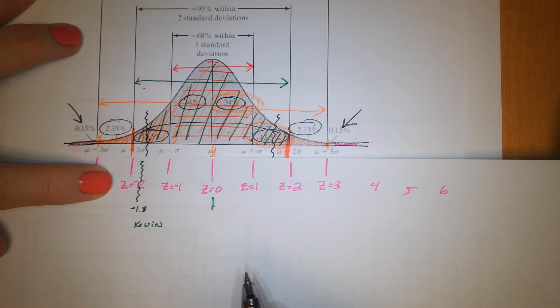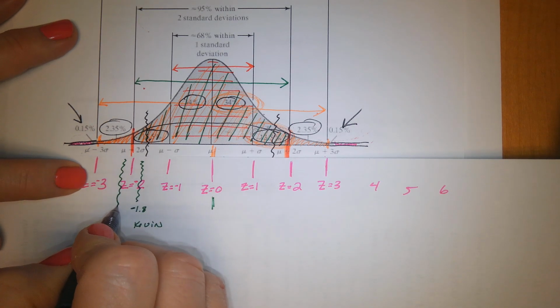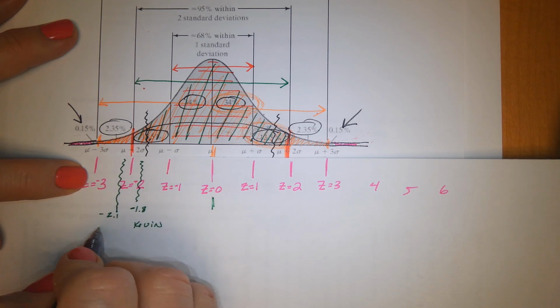Snooki has a z-score of negative 2.1. So she's somewhere over here between negative 2 and negative 3. So Snooki is over here, at negative 2.1.